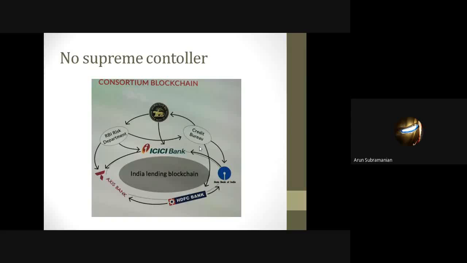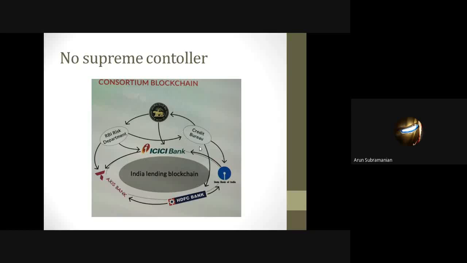So RBI is controlling ICICI, and the RBI Risk Department and Credit Bureau are in turn controlling RBI, SBI, and HDFC. Still, this is under construction. So hopefully in the next decade, or 5 years, or 2 years, we can see the India lending blockchain. Even now, people are tracking using their CIBIL scores, and they are also tracking purchase patterns, but those are manual, with some kind of integrations. By introducing this consortium blockchain, we can achieve that in a seamless fashion.